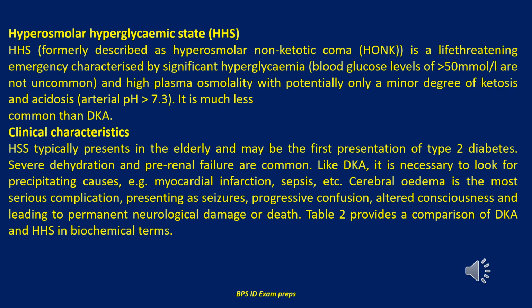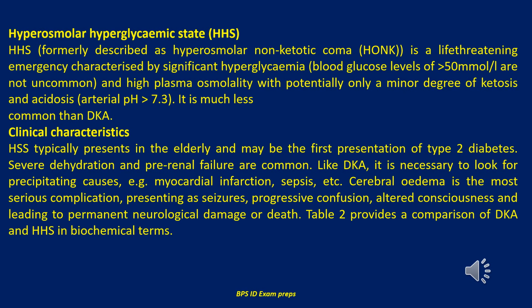Let's now progress to hyperosmolar hyperglycemic state, abbreviated as HHS. Hyperosmolar hyperglycemic state, formerly described as hyperosmolar non-ketotic coma, abbreviated as HONC, is a life-threatening emergency characterized by significant hyperglycemia, that is, blood glucose levels of above 50 mmol per liter are not uncommon, and high plasma osmolality with potentially only a minor degree of ketosis and acidosis, that is, an arterial pH above 7.3. It is much less common than DKA, and now we will discuss its clinical characteristics.